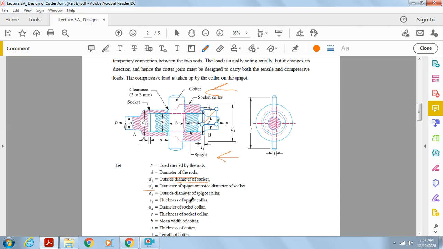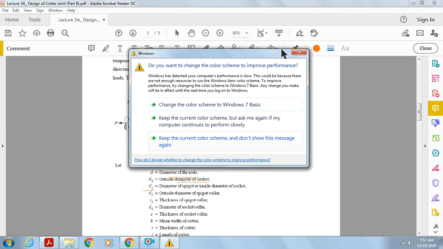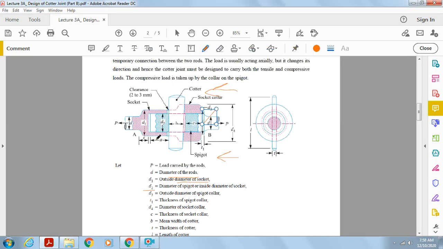T1 is the thickness of the spigot collar. This is T1, the spigot collar thickness. D4 is the diameter of the socket collar. This one is the socket collar, the entire dimension. This is D4, the diameter of the socket collar. C is the thickness of the socket collar.